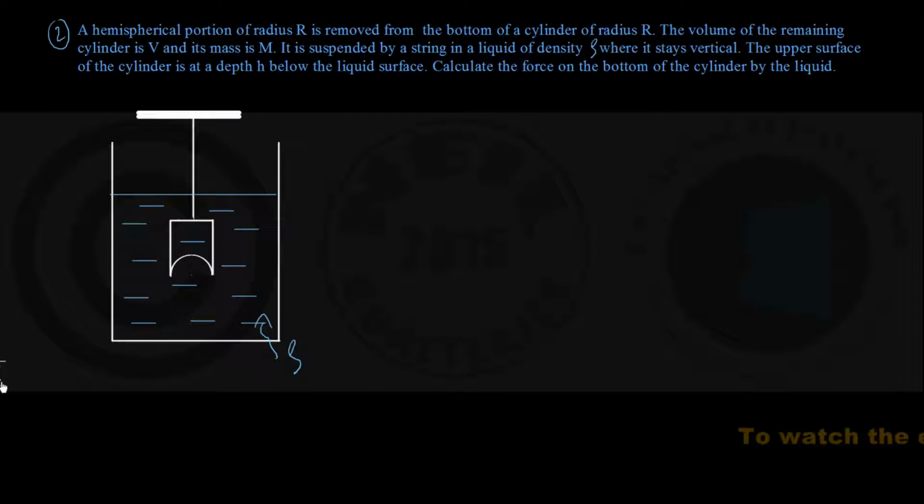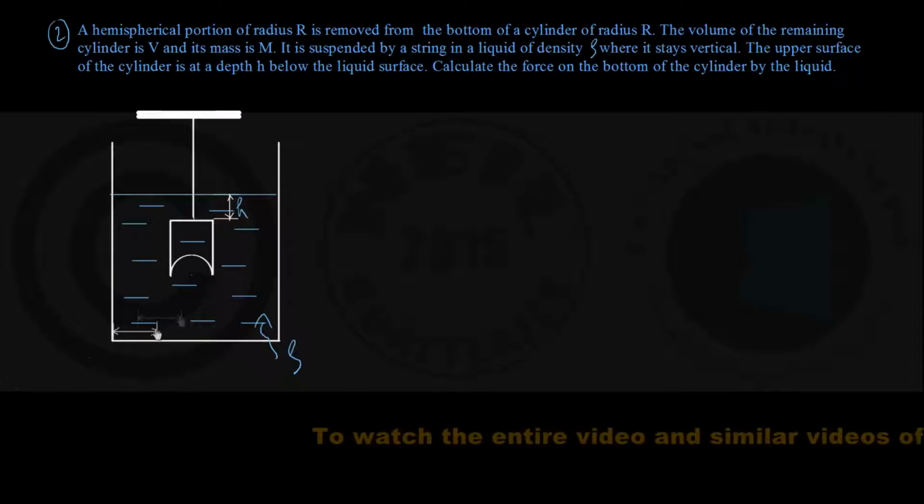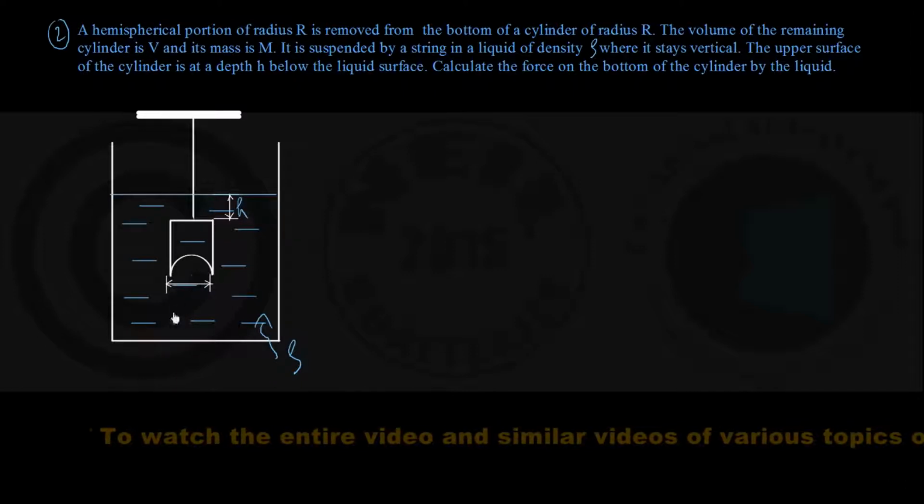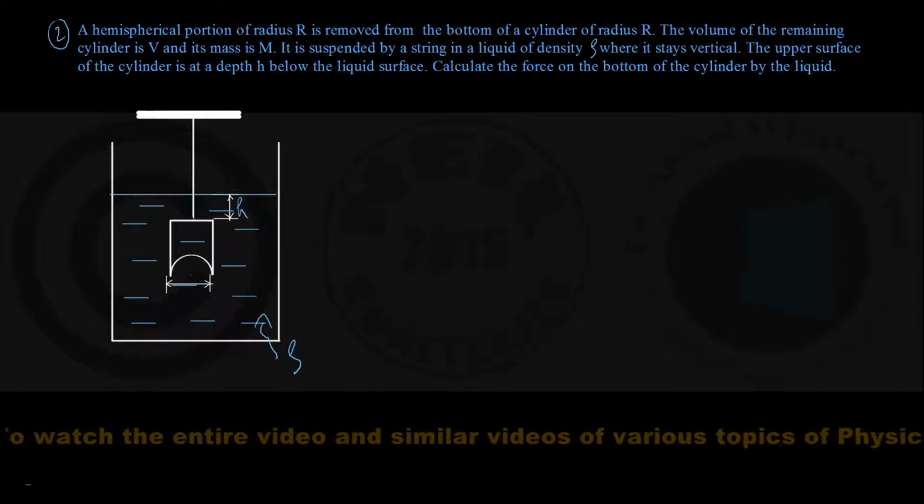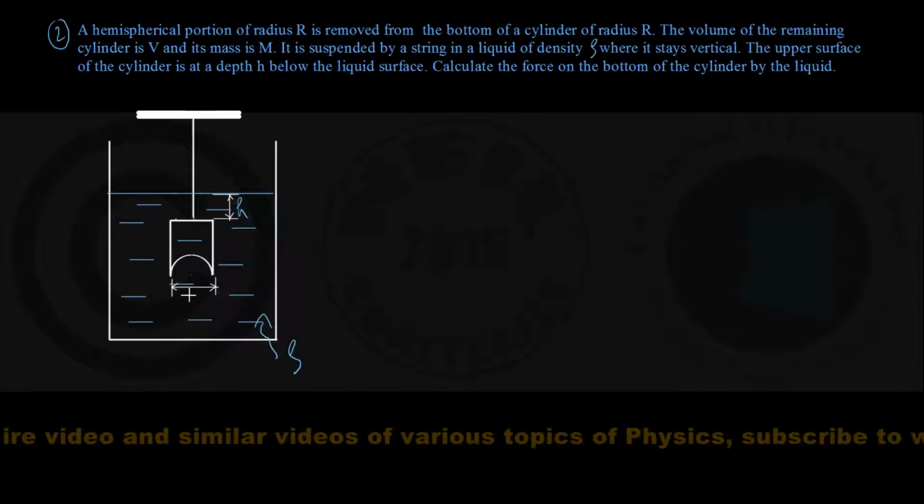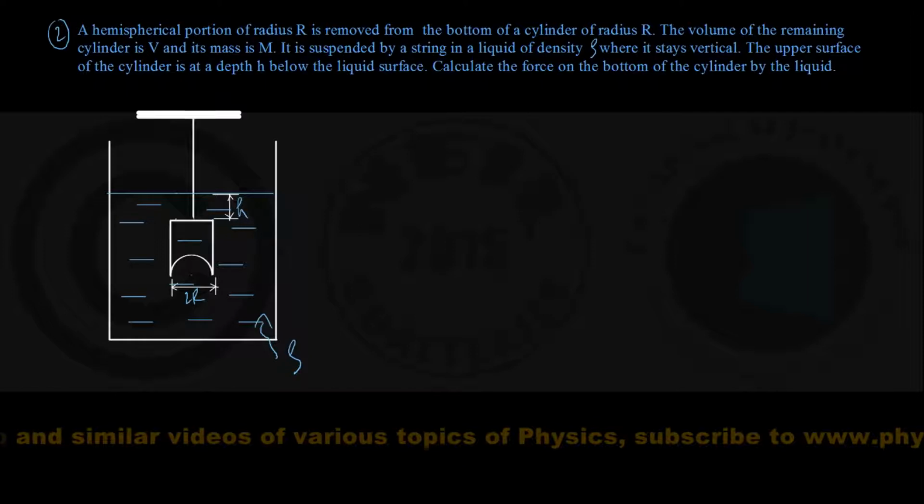So they have given further the density of this liquid is ρ, and the top surface of this cylindrical immersed body is at a depth h below the free surface of the liquid, and as I have already said, the radius of either the cylinder or the hemispherical part removed from it, that radius is r, and therefore the diameter of the cylinder is coming out to be twice r. Now we have to find out the force on the bottom of the cylinder.